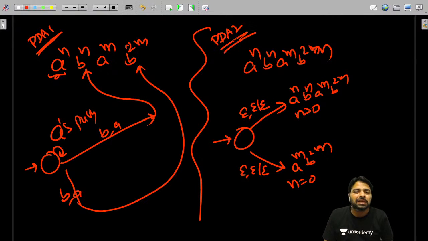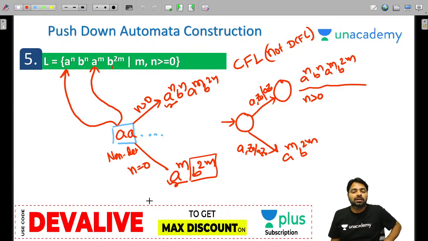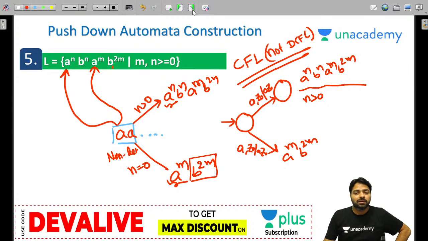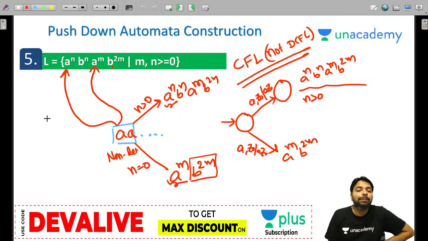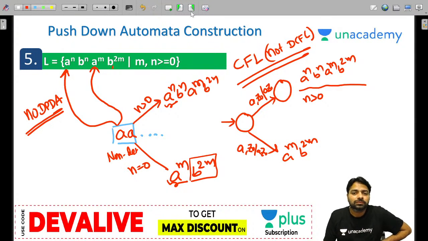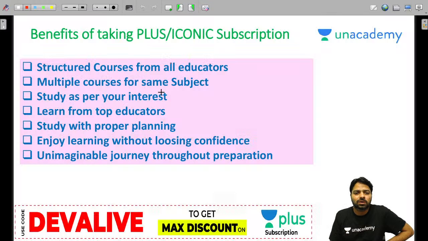But in the exam, please don't waste time designing the machine, because this kind of machine will take a lot of time. Rather, just say it is CFL but not DCFL. CFL but not DCFL. Clear this point? Yes, CFL but not DCFL. You can design a PDA, but you can't design a DPDA. No DPDA for this language. Only PDA exists. Turing machine exists, no doubt.